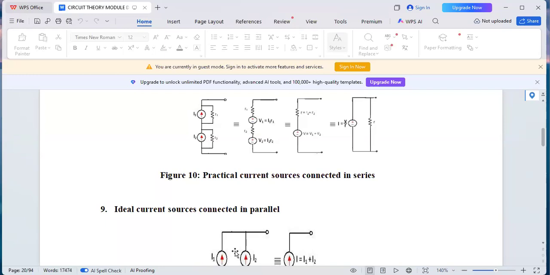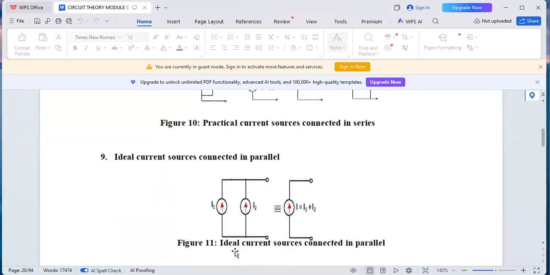So I did current source now. Look at the current source. When current sources are connected in parallel, like I said, we are going to get the summation of the individual currents to get what? The current at the output.